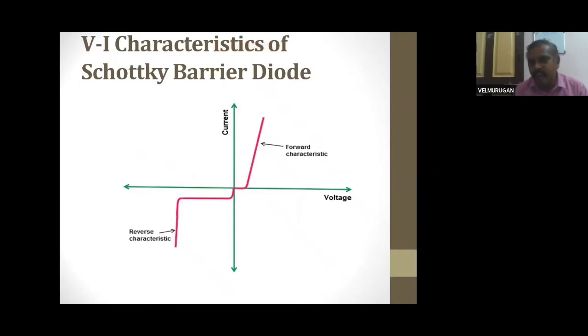In your Schottky diode, in the forward direction, it behaves just like a PN junction diode. Current and voltage increase, and in the same way it increases linearly. That is the forward characteristics. The forward characteristics are normal, as in a PN junction diode, but for the reverse characteristics, up to some voltage it will stay ideal.